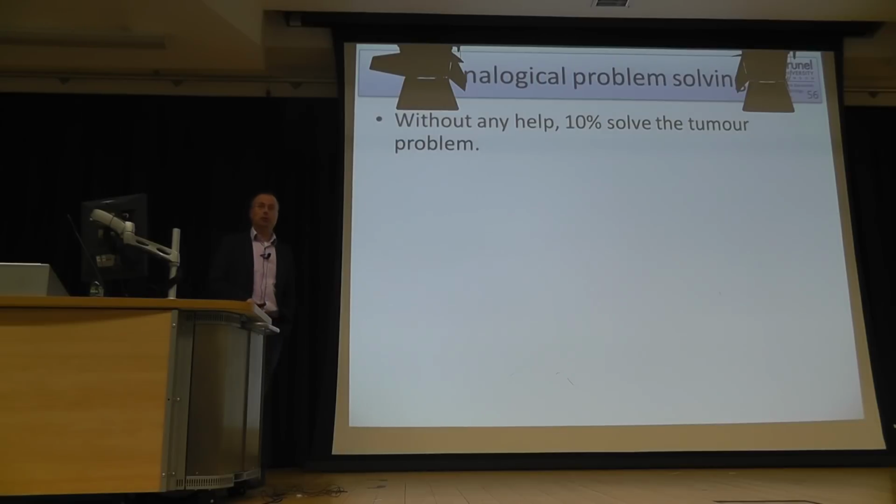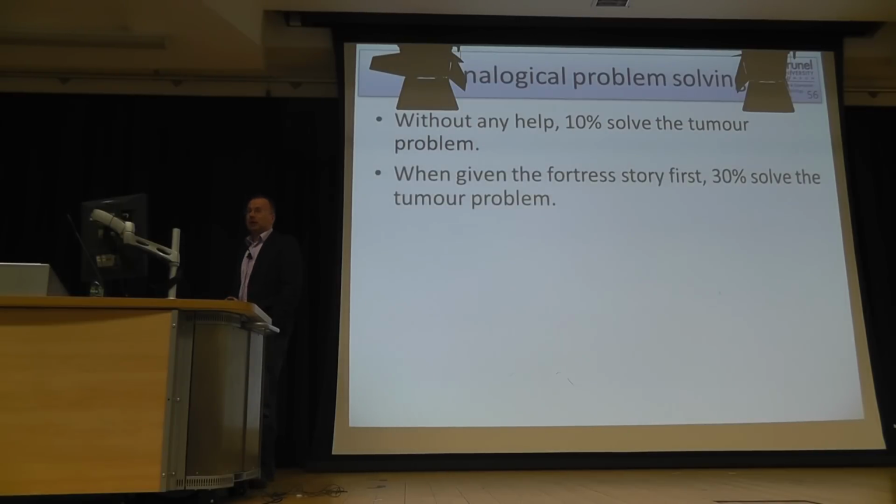So the tumor problem, without any help, only 10% of the participants solve that problem. When people are given the fortress problem first, it somewhat increases to 30%. But this is still not a very large number. 70% still are not able to solve the problem.